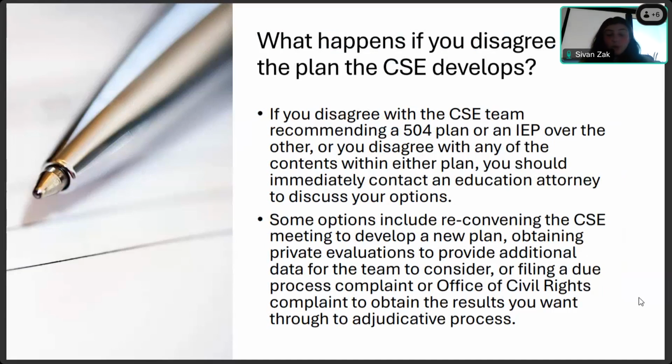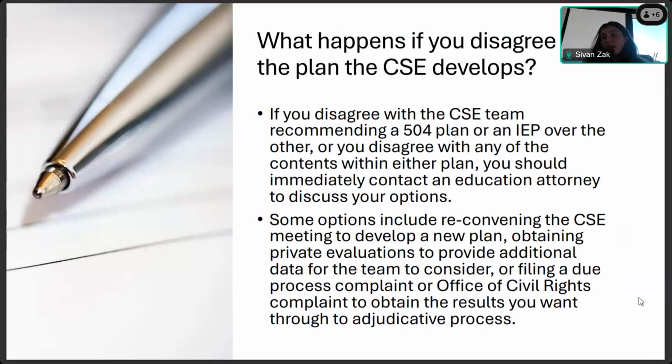That is a much more adjudicative process. So, for IEPs, filing a due process complaint is developing a complaint, filing it with the state, having a hearing officer assigned, and going to hearing. That includes discovery, testimony, the whole nine yards.